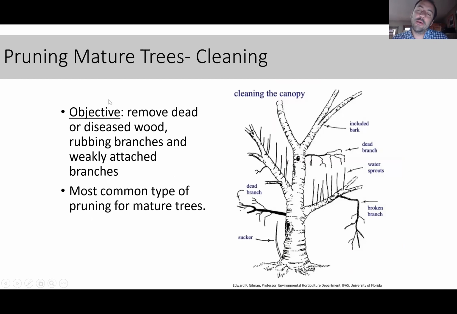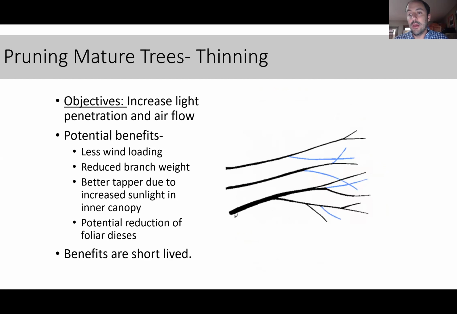Generally, the most common type of pruning they need is cleaning. So just removing dead, broken branches, removing suckers, removing diseased branches. That's really what most mature trees need.